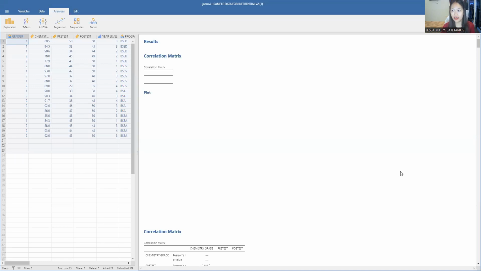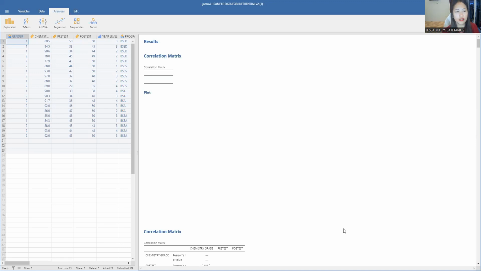ANOVA. Si ANOVA is testing to siya to compare means between two unrelated groups. So dalawang groups na yung tinitest natin. And it has two types, the one-way ANOVA which only consists one independent variable at si two-way ANOVA naman consists of at least two or more independent variables. So regardless of the numbers of their dependent variables.